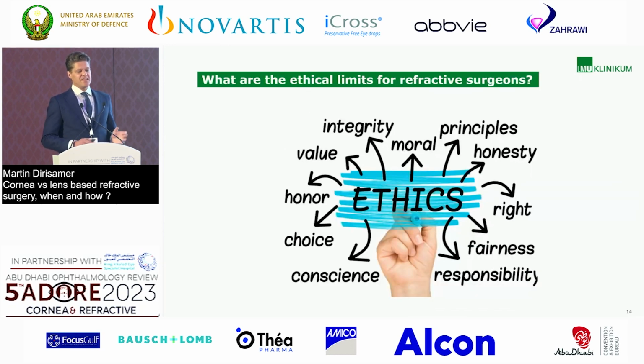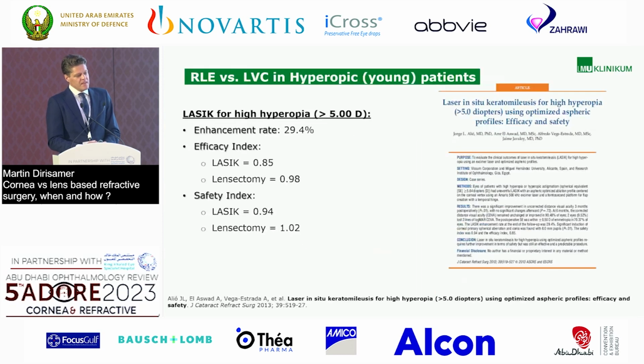So what about the ethical issues we have, or what are the ethical limits for refractive surgeons? I think we have to raise this question more often. On the other side, thanks to my dear friend Jorge Alio Junior, he is very pushy that we can do laser vision correction up to 6.5 diopters. And he tries to convince me with this paper where they treated more than 5 diopters of hyperopia, and they achieved a pretty good efficacy and safety index, which is comparable to the refractive lens exchanges, or the study about the refractive lens exchanges.